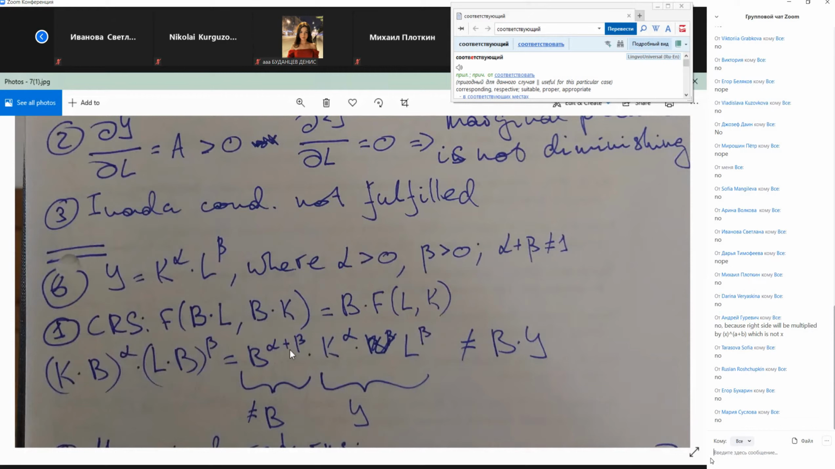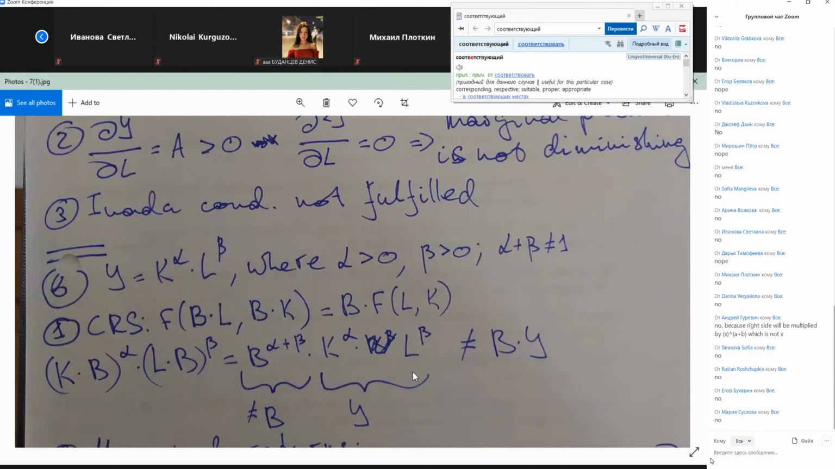Whatever this power is, we know it's not equal to 1. And if we put b to a power not equal to 1, then we say, all right, this is definitely different from b. That's the point here. And the rest is of course equal to y. However, it's not the same as saying it's b times y. No, something else.